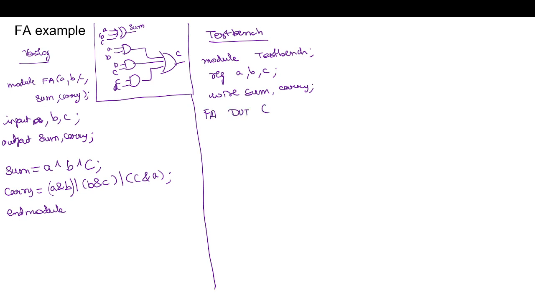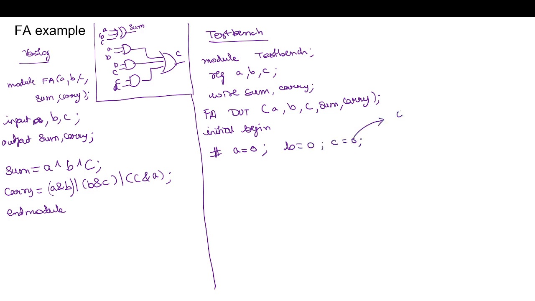Then I can pass A, B, C, sum and carry. When you are passing directly, the order should be the same as the order in the module. Initial begin. Again, you can write and pass some values. A is equal to 0, B is equal to 0, C is equal to 0.